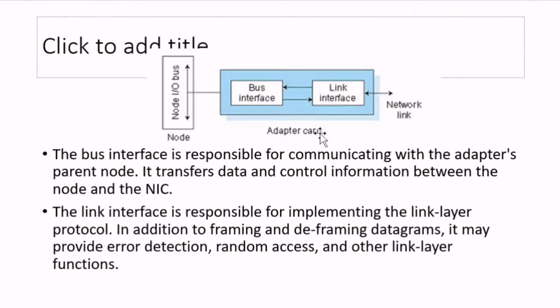In the NIC or the adapter card, there are two components, which are the bus interface and the link interface. The bus interface is responsible for communicating with the adapter's parent node. It transfers data and control information between the node and the NIC. And the link interface, which is this one, is responsible for implementing the link layer protocol. In addition to framing and deframing datagrams, it may provide error detection, random access, and other link layer functions, which is for the MAC sublayer.